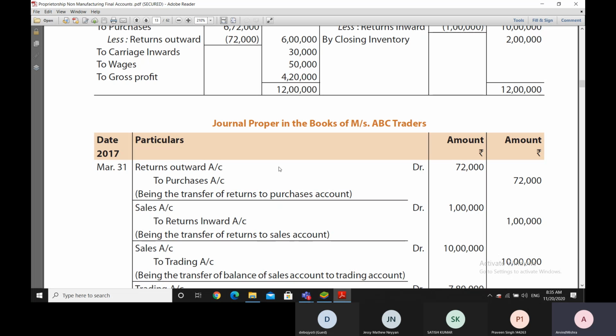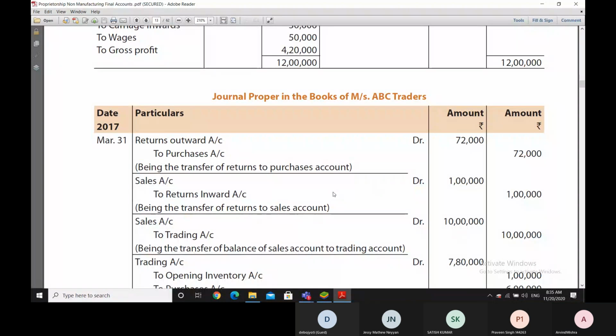So we close the return outward account by debiting it and shifting the return outward to the purchase account by crediting the purchase account here. Thereafter, we have to make the entry for the sale return. So sale return is also a reversal of the sale.